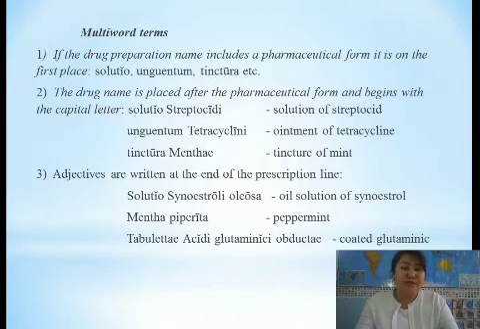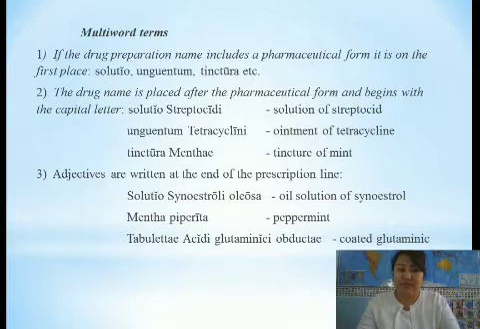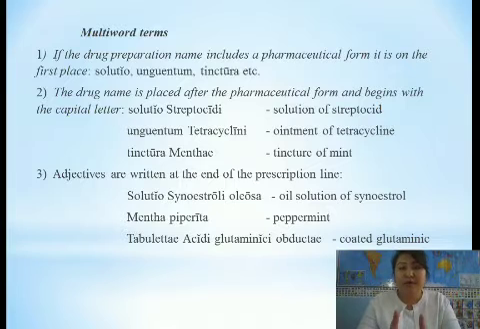If the drug preparation name includes a pharmaceutical form, it is in the first place: solutio, unguentum, tinctura, and etc. The first is the pharmaceutical form, namely the drug form. And the drug name is placed after the pharmaceutical form, always, and begins with a capital letter, always. For example, solutio streptocidi, solution of streptocid. Unguentum tetracyclini, ointment of tetracycline. Tinctura mentae, tincture of mint.